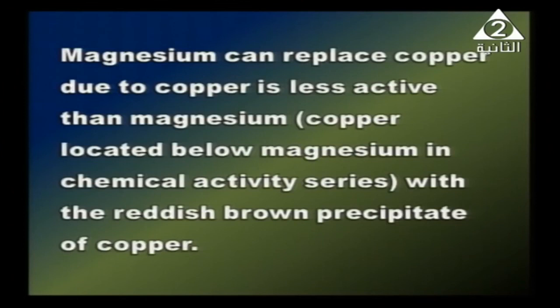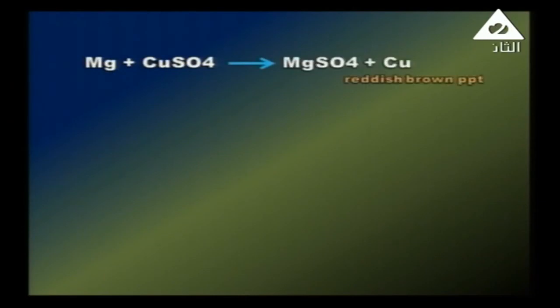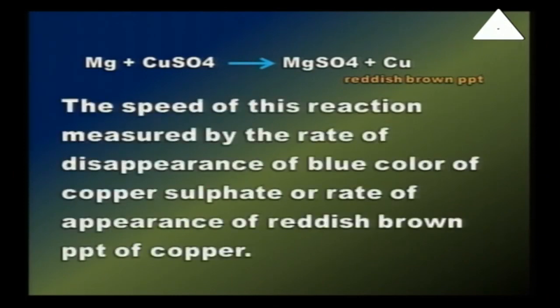Magnesium can replace copper because copper is less active than magnesium, as copper is located below magnesium in the chemical activity series, so it will produce magnesium sulfate and a reddish brown precipitate of copper. This is the equation: adding magnesium to copper sulfate produces magnesium sulfate and a reddish brown precipitate of copper. The speed of this reaction is measured by the rate of disappearance of the blue color of copper sulfate or the rate of appearance of the reddish brown precipitate of copper.